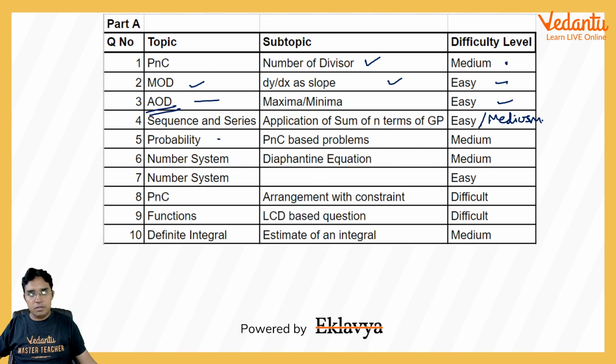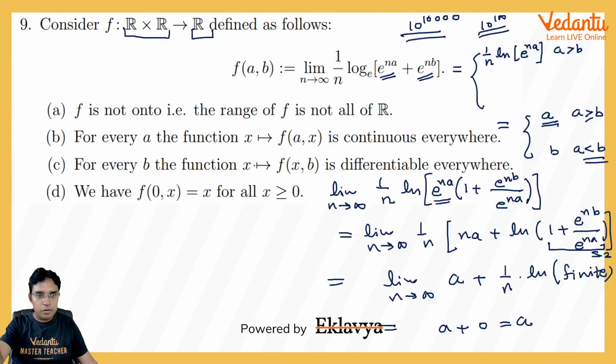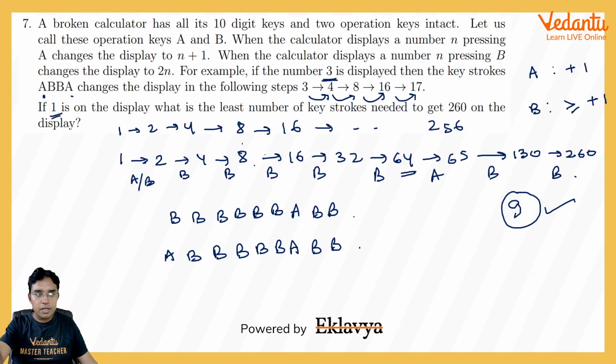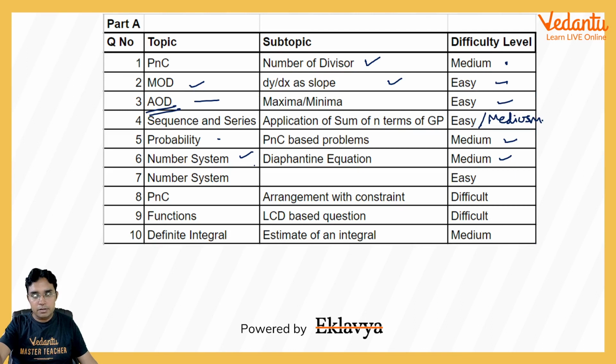Then the probability question was medium, that question based on chessboard. Okay, then number system, Diophantine equation, I will call this a medium to difficult, n power 6 plus n square plus 1. Then there was another question, number system, what was that, let me check. 7th, yeah, this broken calculator, yes. So this was just a question of number system. I don't know which subtopic I should put it into, but it was an easy question.